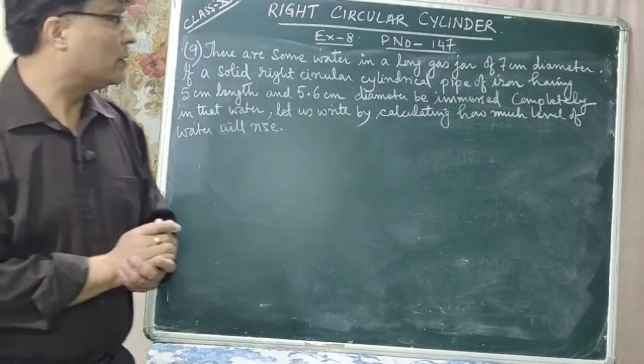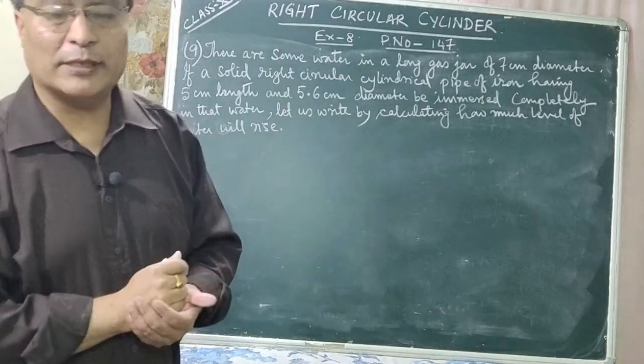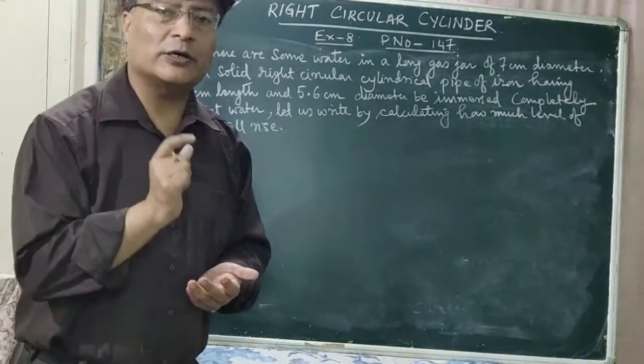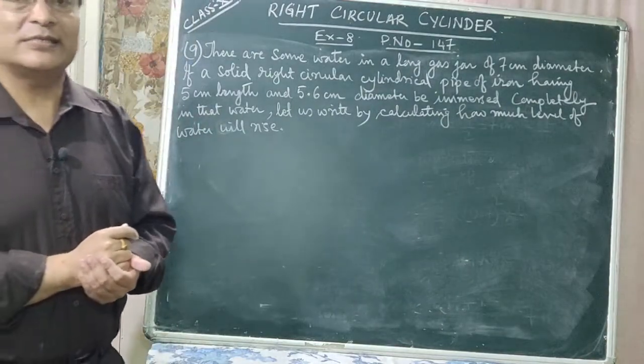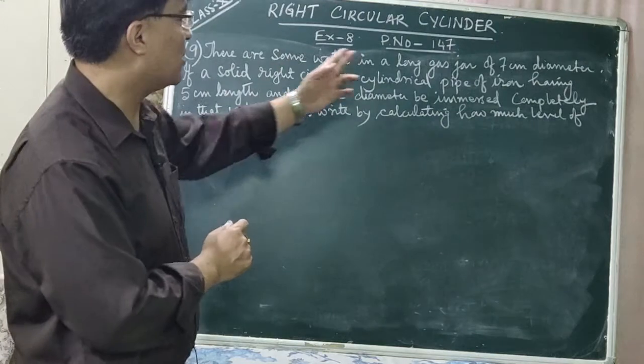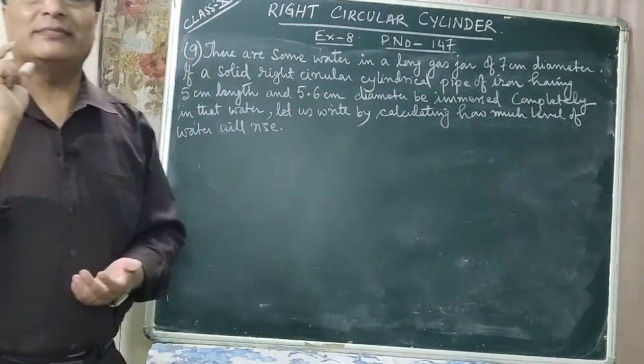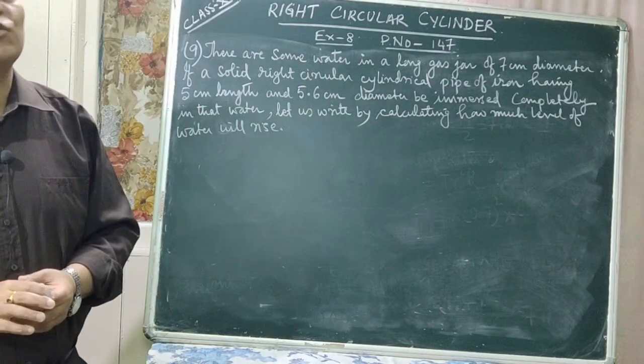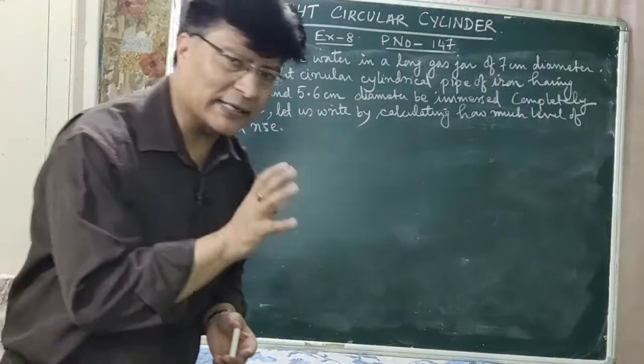So here, when it says long gas jar, what do we understand? The jar is of right circular cylindrical shape. And what is the diameter of this jar? Diameter of this jar is 7 centimeter. And there are some water in the jar.